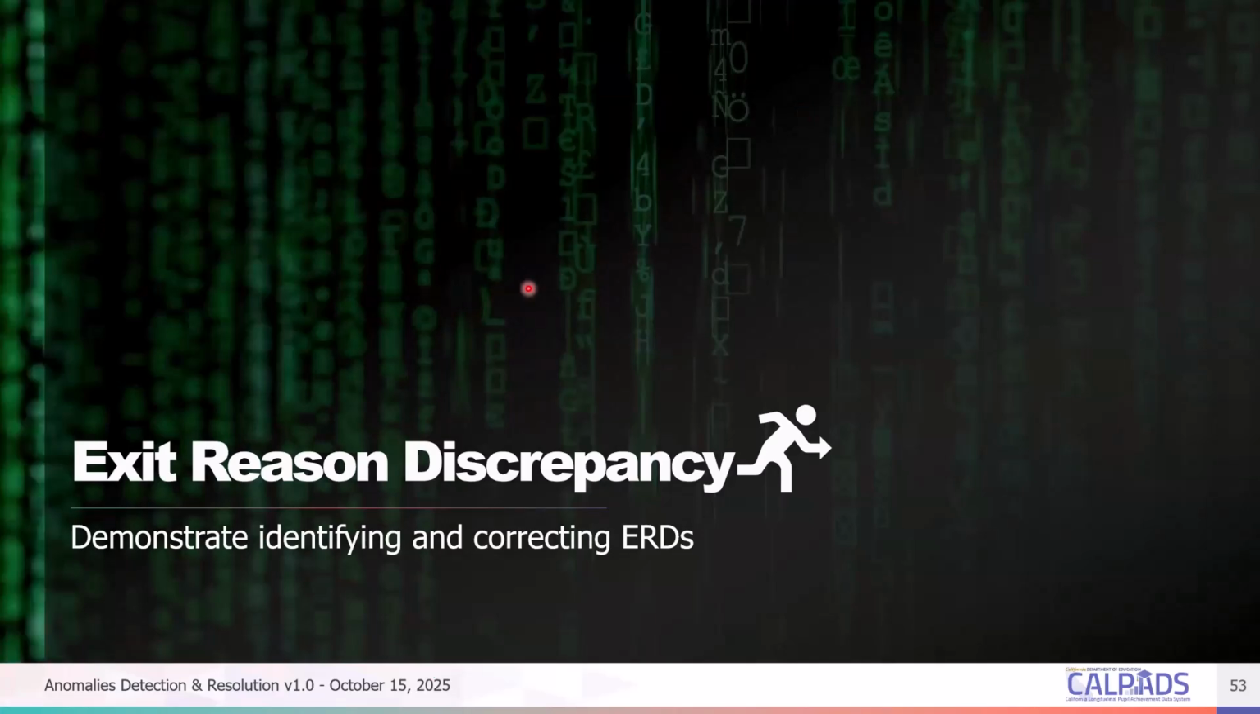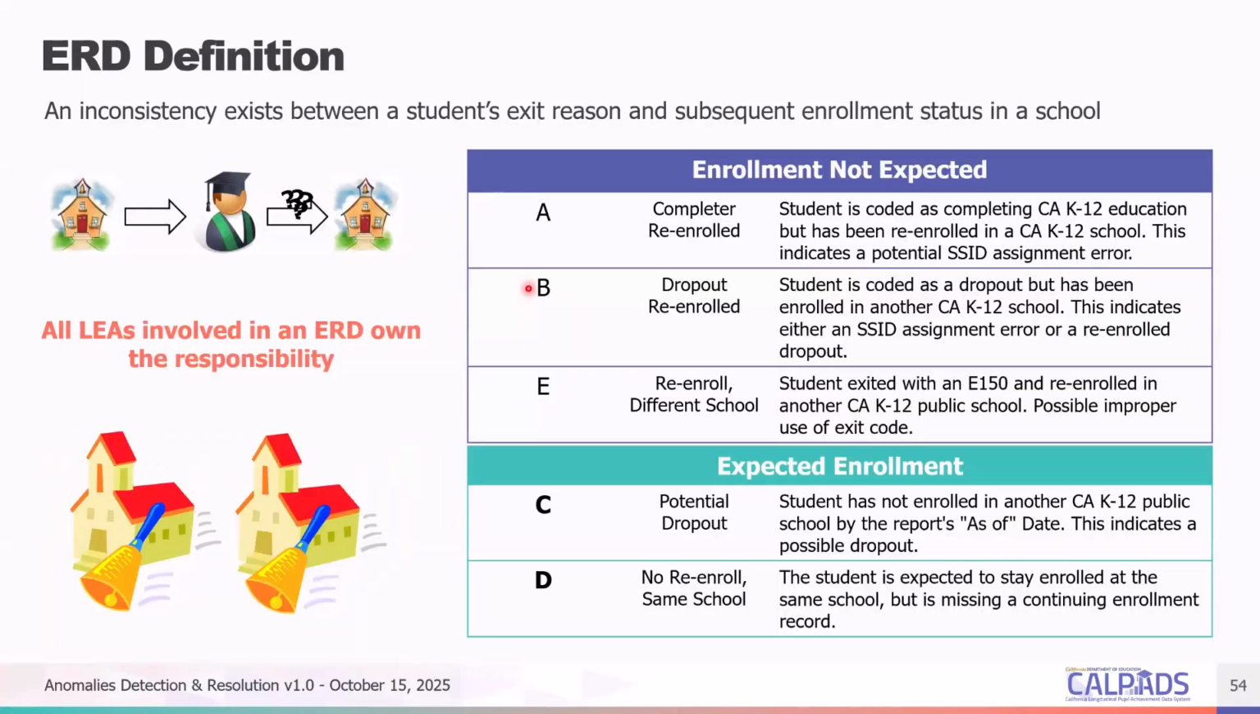All right, moving on to ERDs. So, ERD definition. ERDs are just inconsistencies that exist between a student's exit reason and subsequent enrollment status in a school. We have five types of ERDs: A, B, C, D, and E.